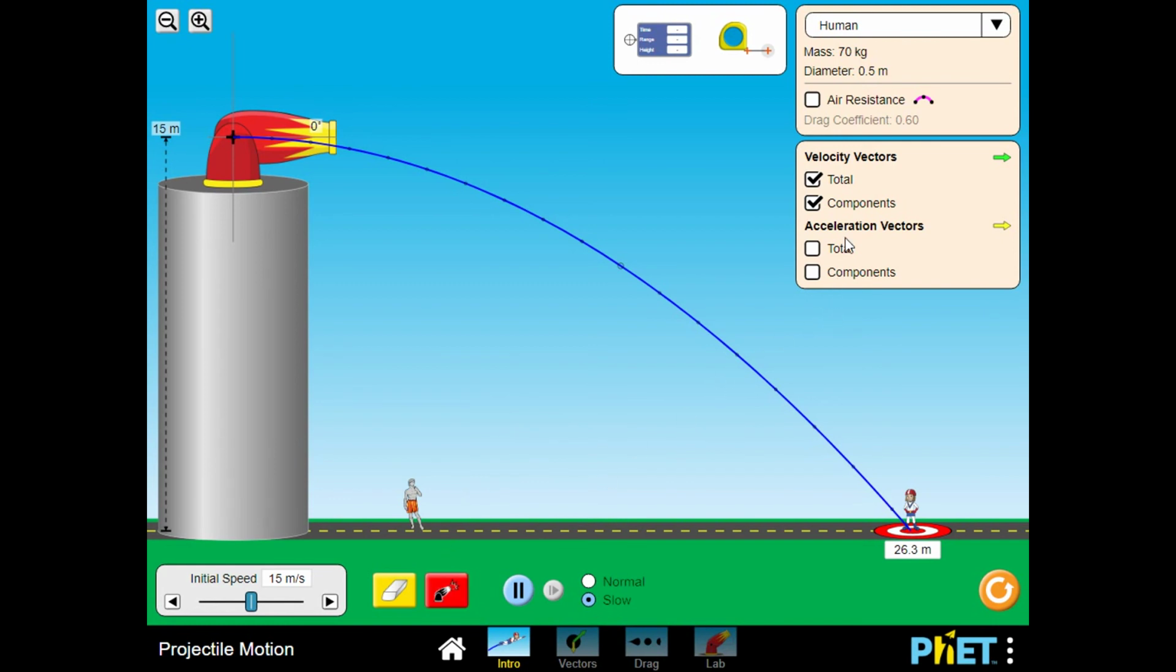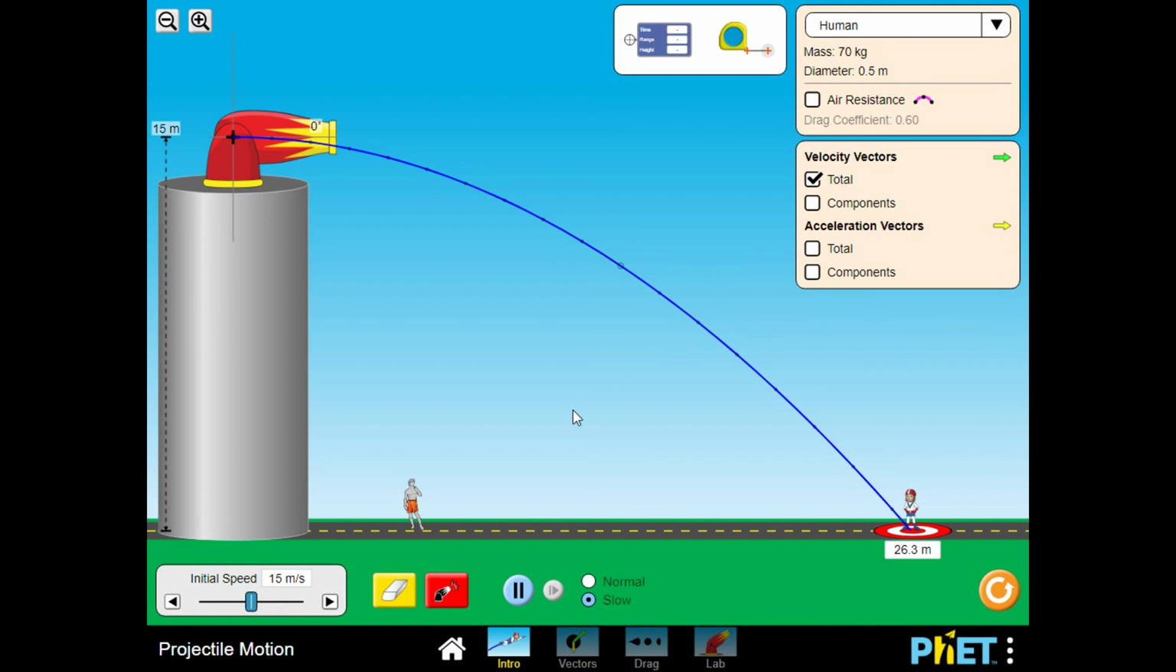Again, looking at the acceleration, the acceleration in horizontal motion is constant, it cannot change, which is 9.8 meters per second squared. Students, this is the boy being projected. The only component of acceleration is the vertical acceleration.